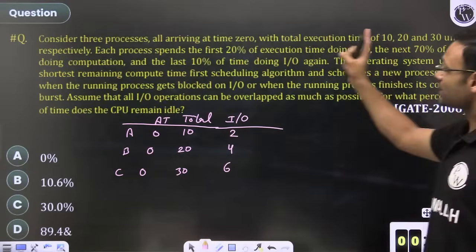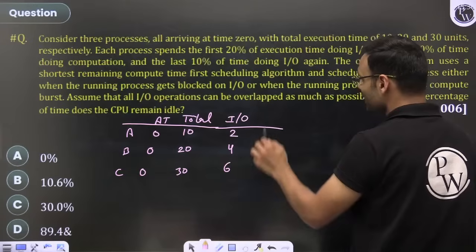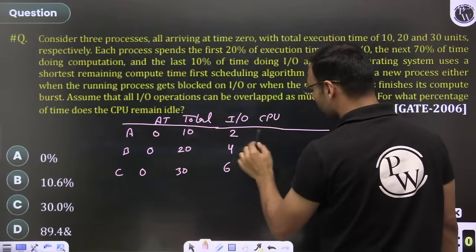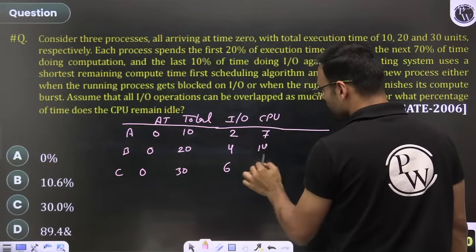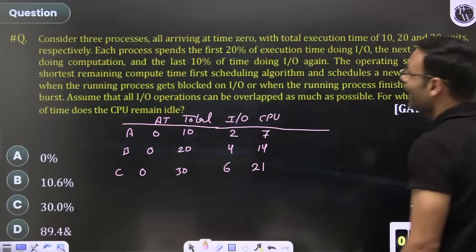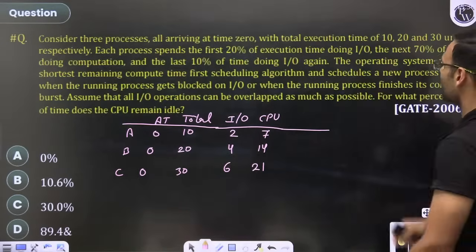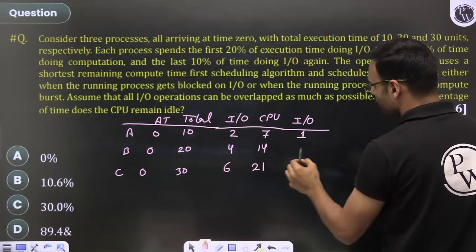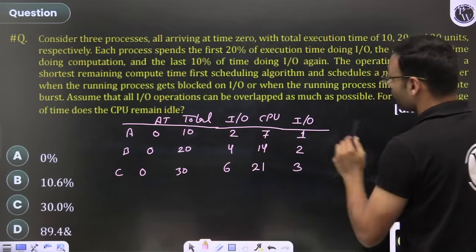The next 70% of time for doing computation, means in CPU. Next 70% of 10, 20 and 30. And then the last 10% of doing IO again. Last 10% means 1 remaining, 2 remaining, 3 remaining.